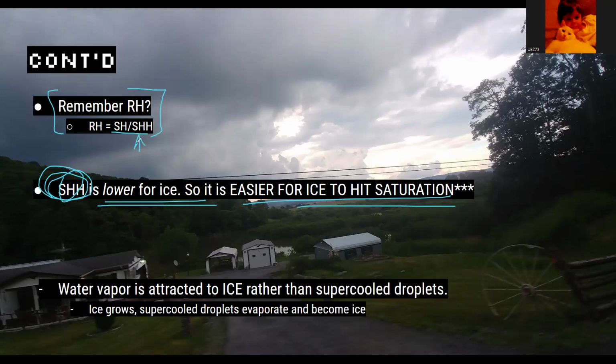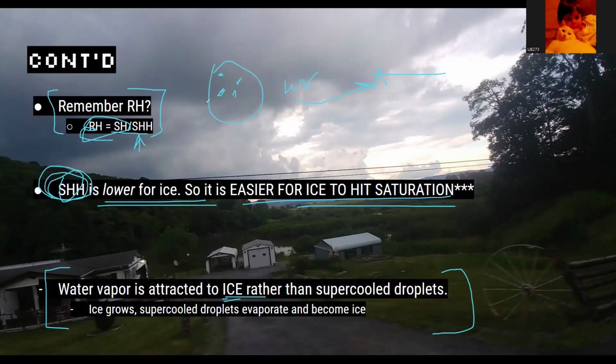If this is smaller, then it's easier for us to hit relative humidity of 100, which means saturation. And water vapor is attracted to ice rather than supercooled droplets. So let's just say these are our supercooled droplets over here. This is our water vapor, and then this is ice. The water vapor is going to go to the ice. That's where we'll attract, and then the ice is going to grow.